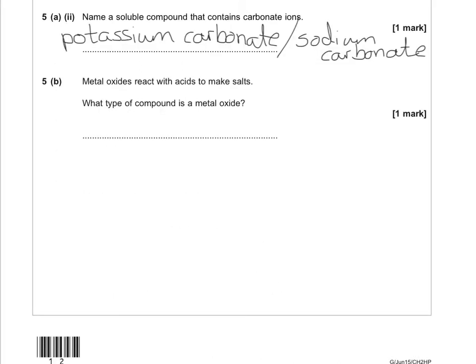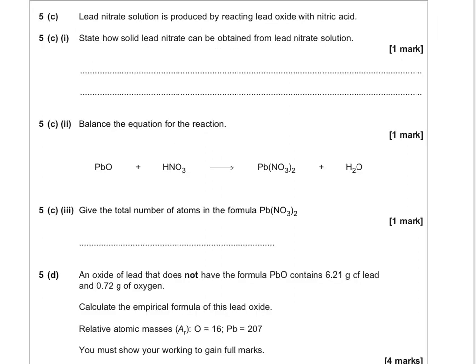Question 5b. Metal oxides react with acids to make salts. What type of compound is a metal oxide? It is a base. And a base will neutralise an acid to form a salt. Only when the base dissolves in water does it become an alkali.